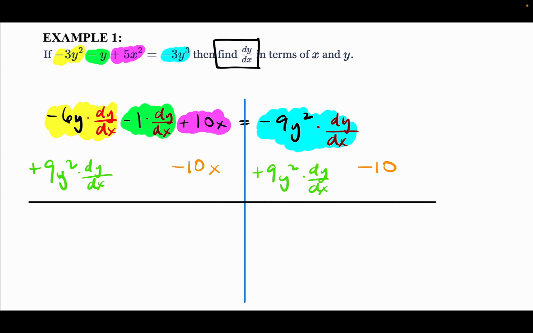The negative 10x with the positive 10x makes a 0. Negative y squared dy dx plus positive 9y squared dy dx goes away. What do I have left? Over here I have negative 10. It should be x. I don't know why I didn't put x. This should be an x.